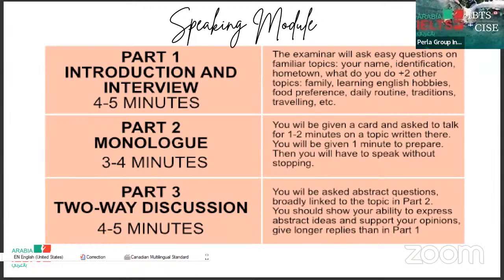You'll have 1 to a maximum of 2 minutes to write down any notes and prepare yourself, and then you start speaking until the examiner stops you. In part 3, you'll have a discussion between you and the examiner, usually related to part 2, okay?